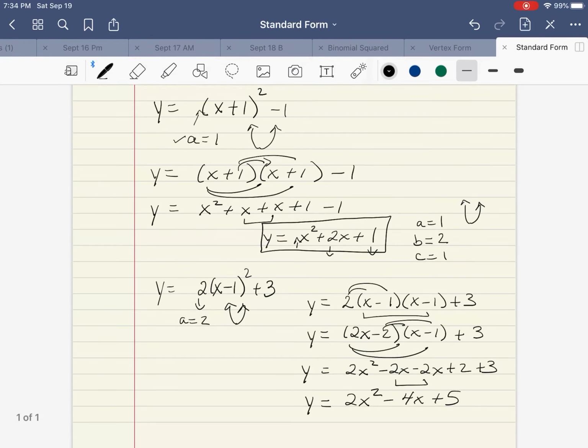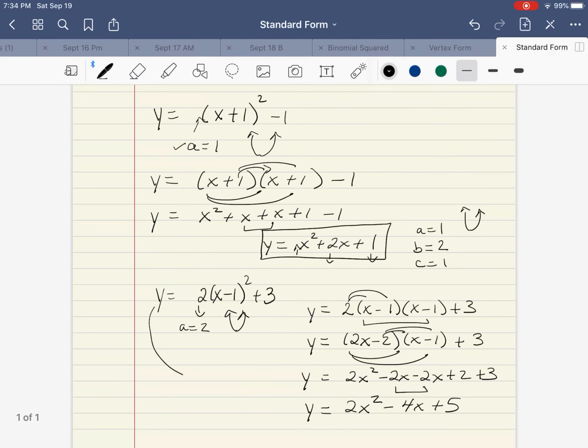So again, now we are in standard form. This and this represent the exact same parabola. They are just in different forms. We've got my vertex form here, and then we've got my standard form here. And again, let's take a look at that a value. a is still 2, and it should be because it is the exact same quadratic.